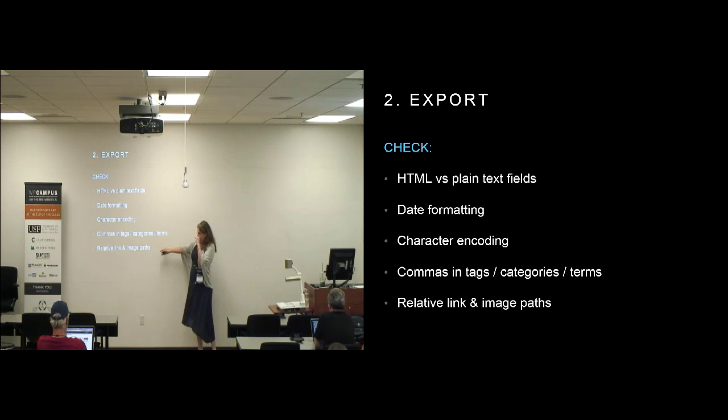And if you have relative link and image paths, if there's anything that you can do on the old site to make those fully qualified URLs, do that. It'll be a lot easier. The HTML importer can handle relative links. Most of the other ones, including WP All Import, are not really good at that.